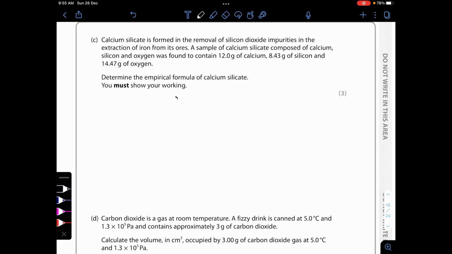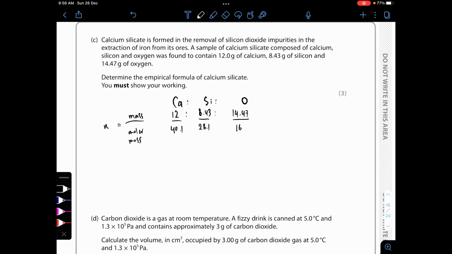So what I always do is we put calcium here, silicon here, and then oxygen. First I'll look at the grams we have available. So we know the mass, so I put mass. We have 12 grams versus silicon is 8.43 versus 14.47. And what about its molar mass? Because we want the moles, so this is now molar mass. The molar mass of calcium is 12 over 40.1. Silicon is over 28.1.